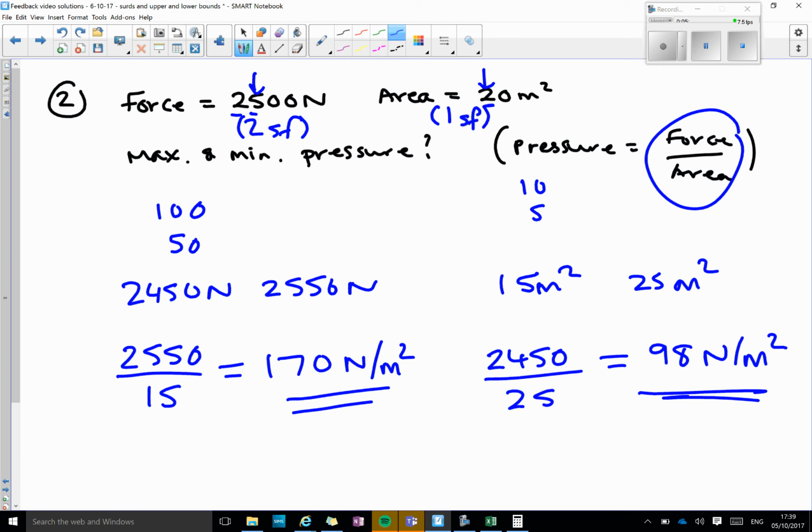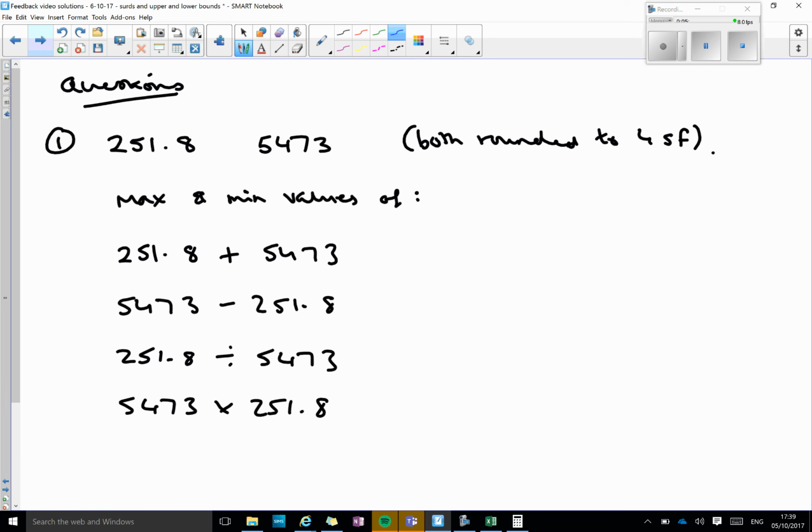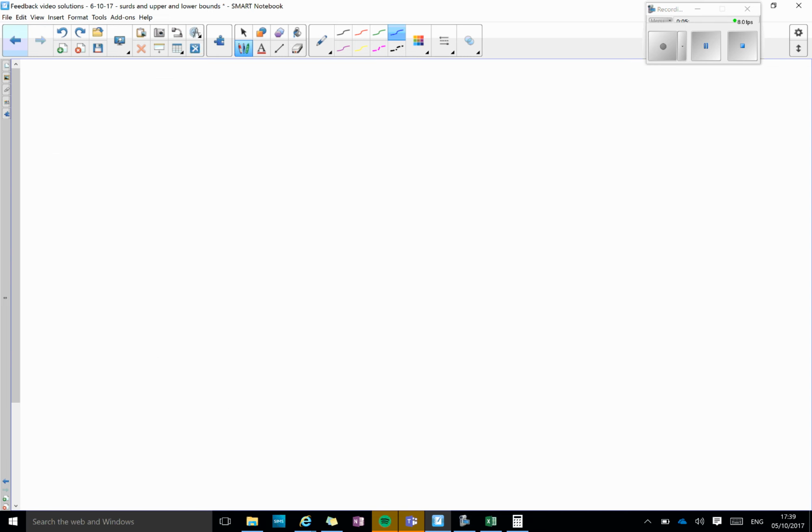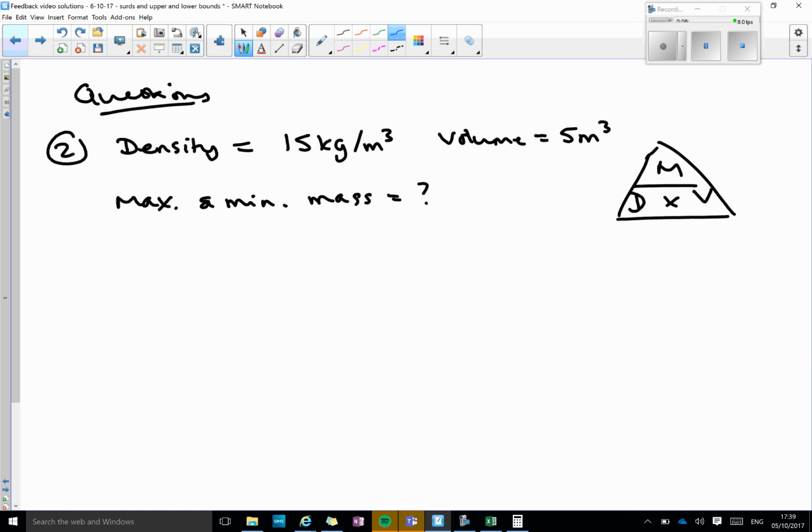Questions for you to do now. First of all, both these numbers have been rounded to 4 significant figures. I want you to find the upper and lower bounds of each of these calculations. And then once you've done that, I would like you to find the maximum and minimum, or upper and lower bounds, for the mass given this density and this volume.